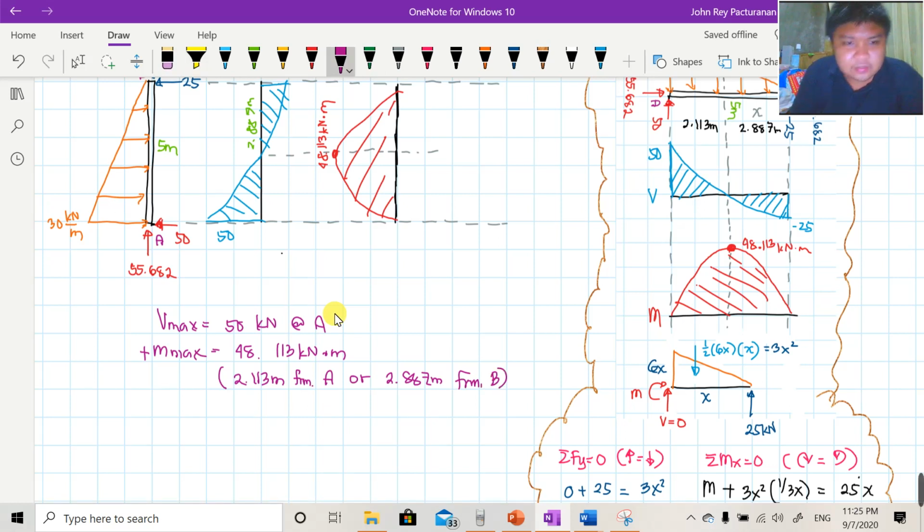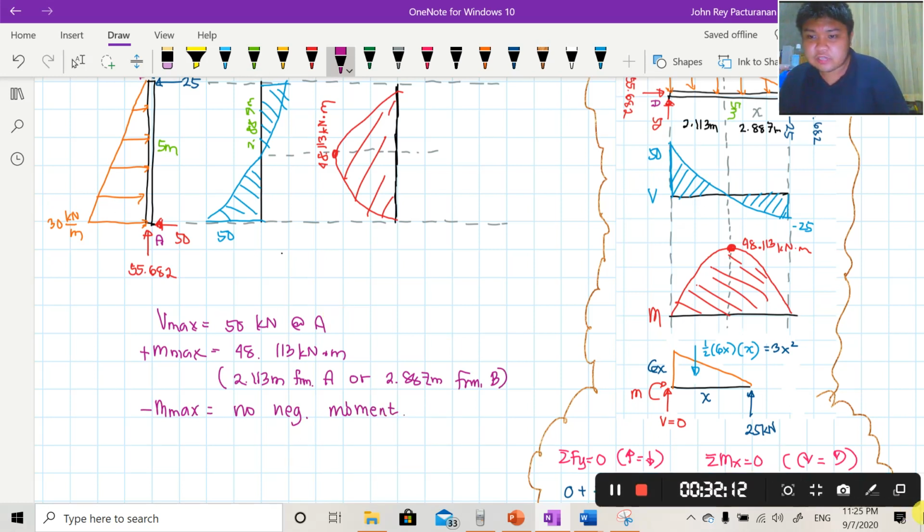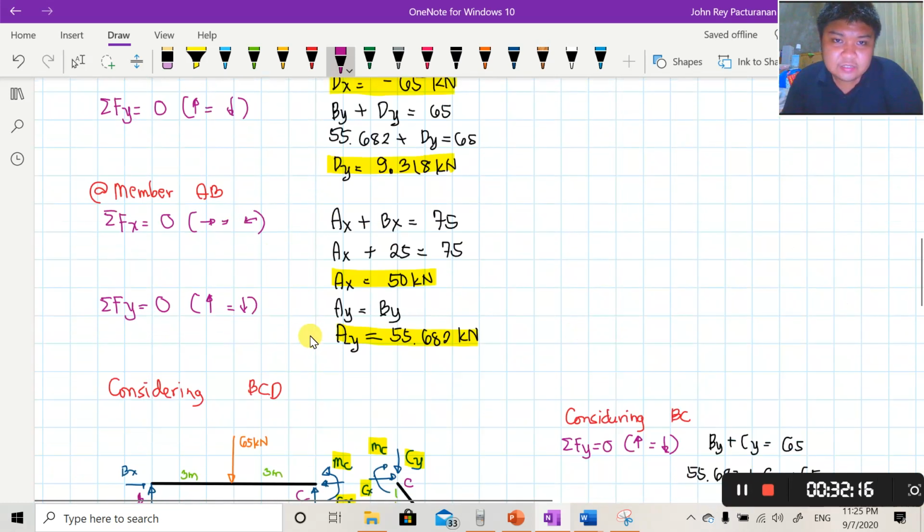Okay, so ganun lang. And lastly, for the negative moment, fortunately, it has no negative moment. So, ilagay mo na lang as no negative moment. Okay, so yun. Tapos na tayo sa pag-sketch ng unang member. So, yung sumunod, madali lang naman siya kasi horizontal.